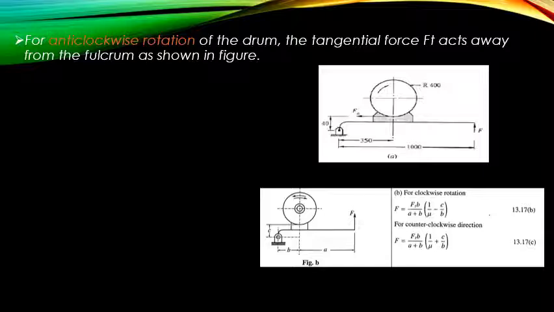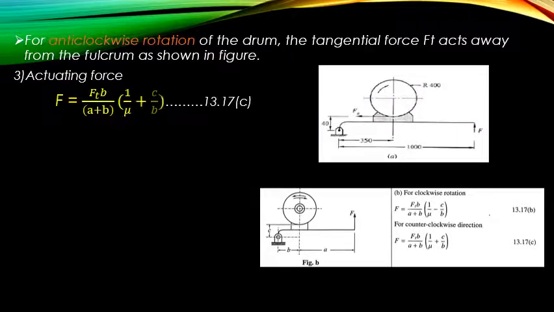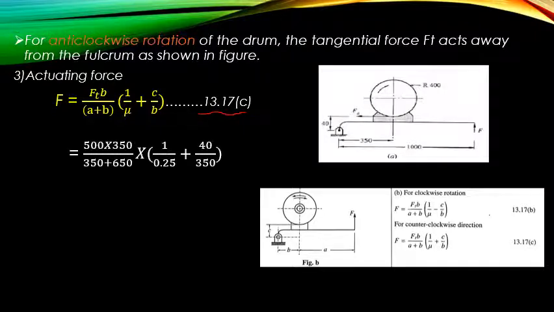So for this, we have the actuating force given by equation 13.17c, that is F = Ft/(a+b) × (1/μ + c/b). Substituting the values of Ft, a, b, c as well as μ, we get the value of the actuating force as F = 720 newtons for the counterclockwise direction of rotation.